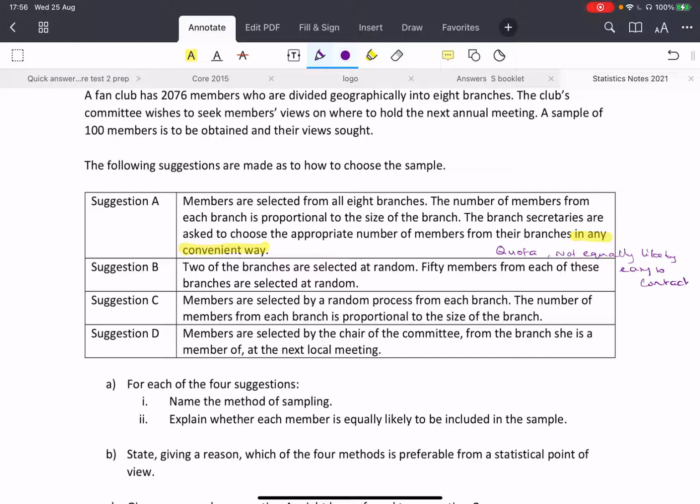Right, 2, let's look at B. 2 of the branches selected at random. 50 members from each of these branches are selected at random. So we have a population, it's divided down into strata, and then we're choosing one. Well, I'd say that was cluster sampling, but have we done cluster sampling? No, so this looks like it's beyond the scope of the course. So this is one you won't recognise. So don't worry about it, but this is cluster sampling for those of you who do stats.